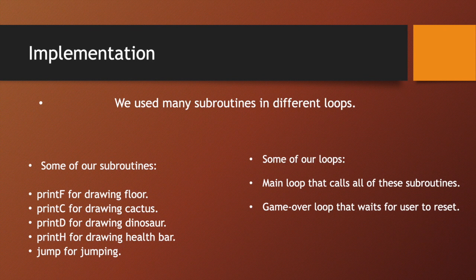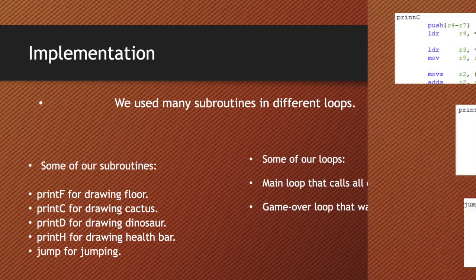We used many subroutines and loops in the implementation process. We have subroutines for drawing the dinosaur, cactus, floor and health bar. Also, we have a subroutine to perform the jumping animation. Then we have a main loop that contains all of these subroutines, and we have a game over loop that waits for a user interrupt to reset the game. You can see previews of our subroutines and loops in these slides.